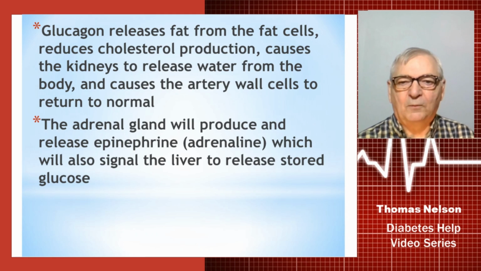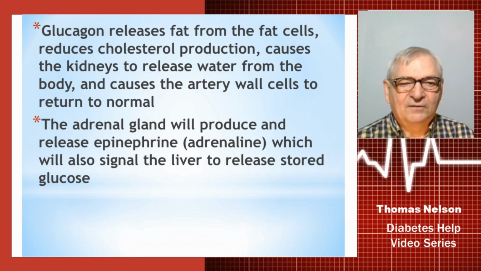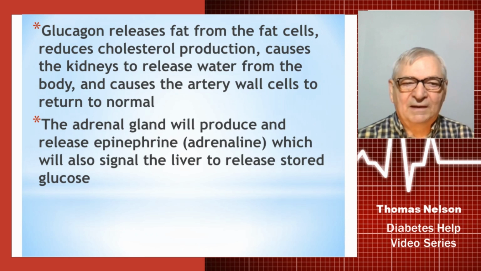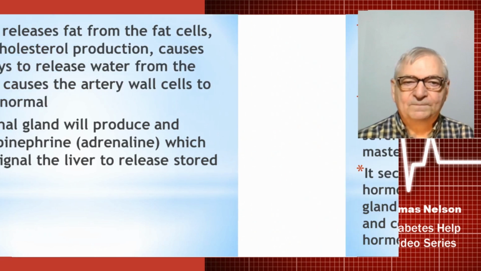And by cutting back on what you eat and how much you eat and eating the right kinds of things, you're going to promote less insulin production and more glucagon production. So the adrenal gland is going to produce and release epinephrine. Epinephrine is just a scientific name for adrenaline, which will also signal your liver to release stored glucose.